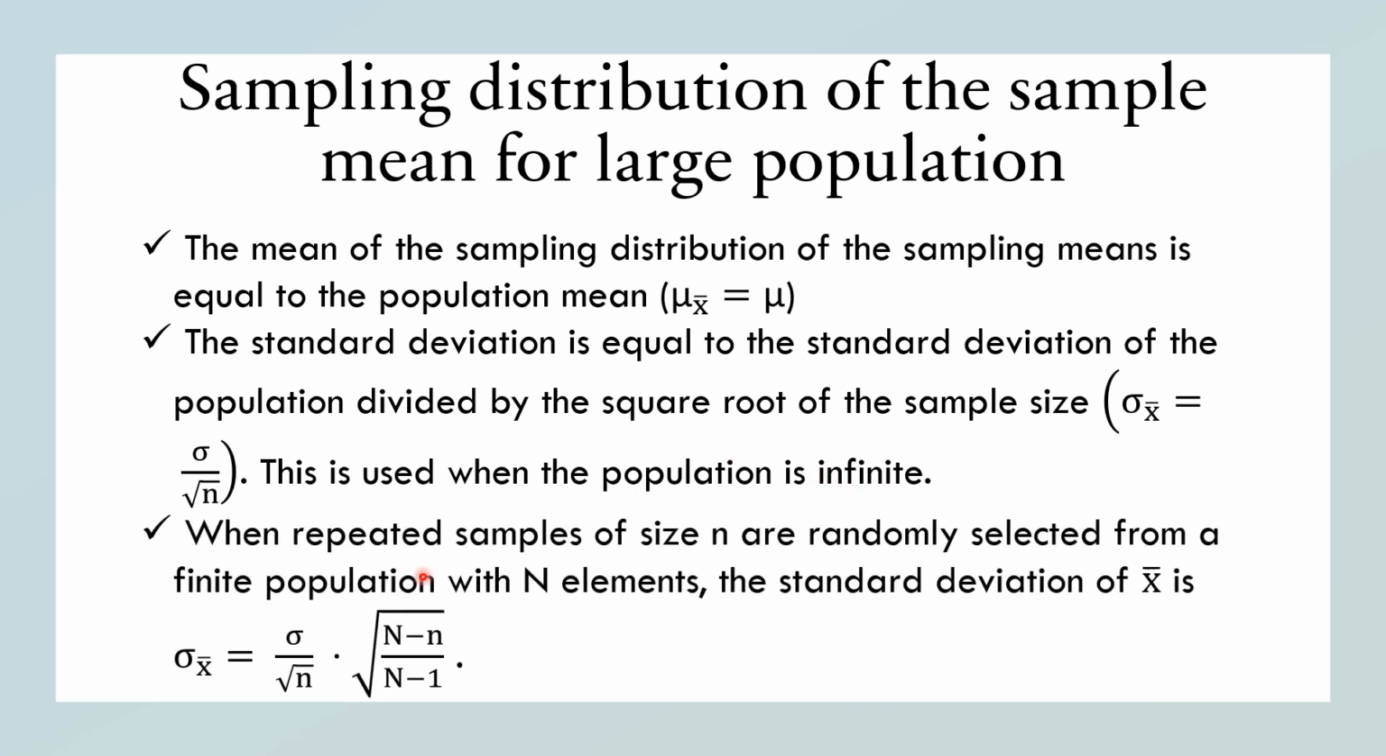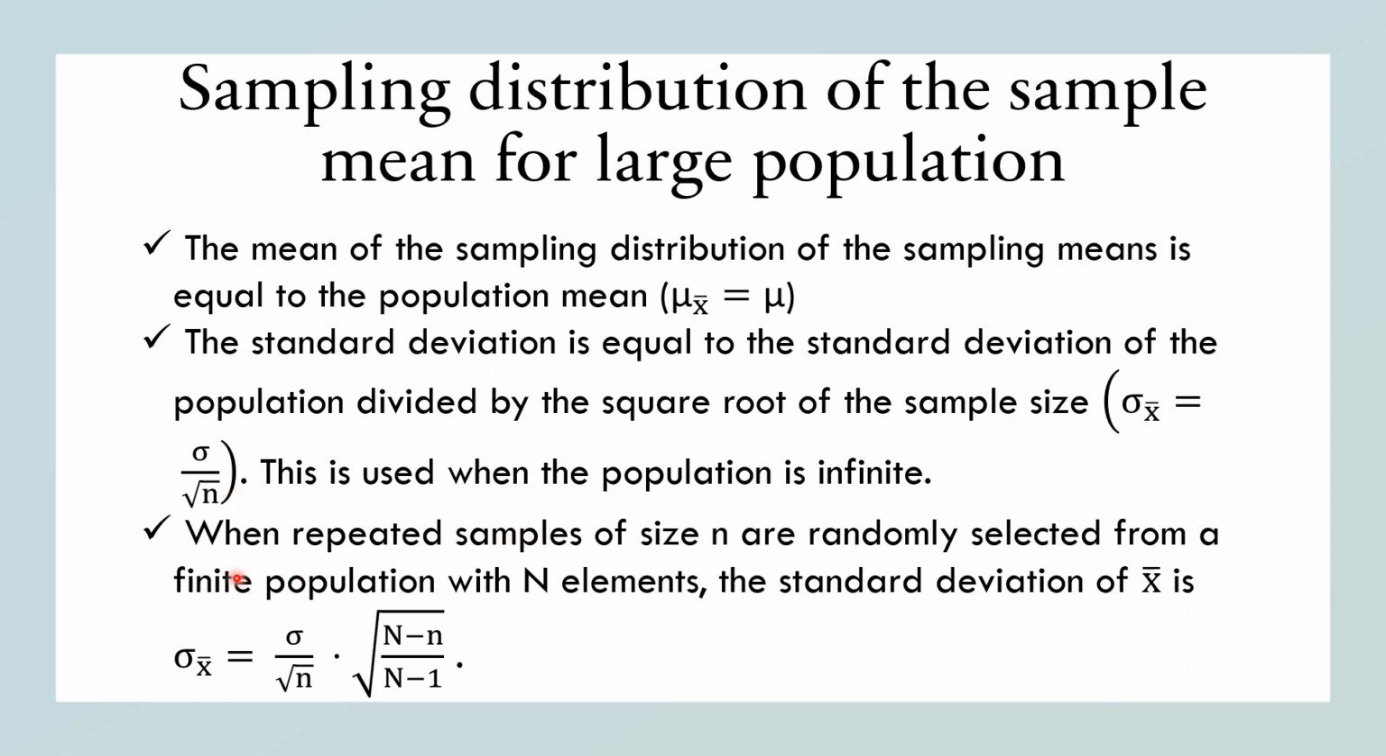Next, when repeated samples of size n are randomly selected from a finite population with N elements. Ayan. Ano natin masasabi na finite yung population natin? Kapag given yung number of population. So, the standard deviation naman, kung sa infinite population, yung formula natin for standard deviation is sigma sub mean equals sigma over square root of n, where n is the sample.